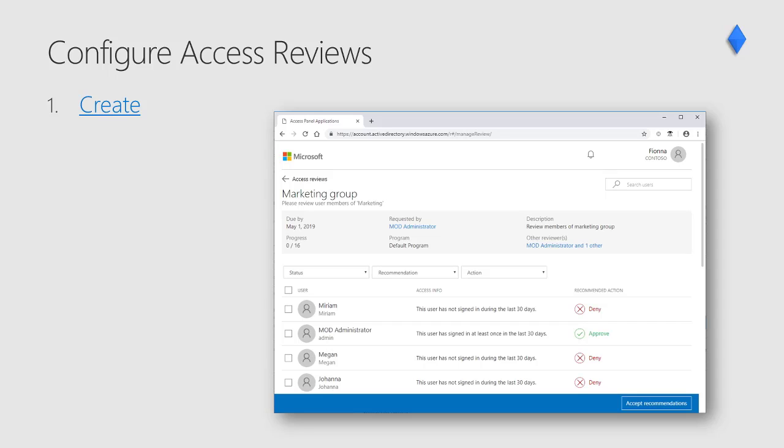Using Azure Active Directory access reviews enables organizations to efficiently manage group memberships, access to enterprise applications, and role assignments. Users' access can be reviewed on a regular basis to make sure only the right people have continued access. Make sure to review this link to see all the steps that are involved in creating an access review.